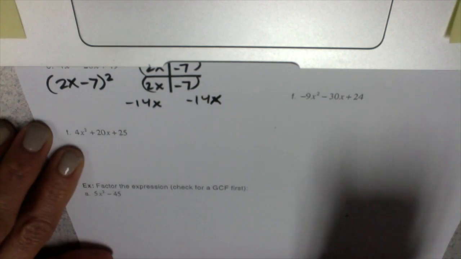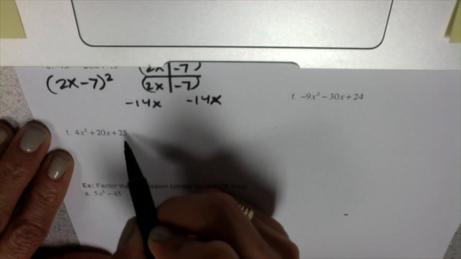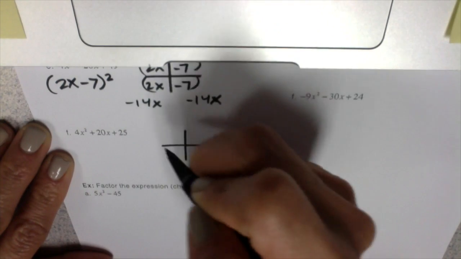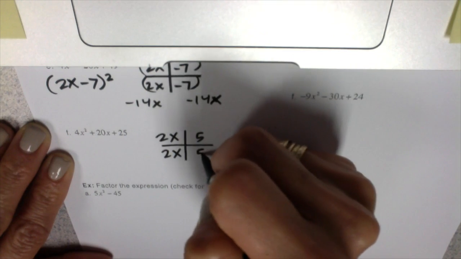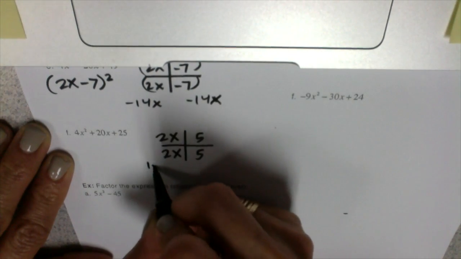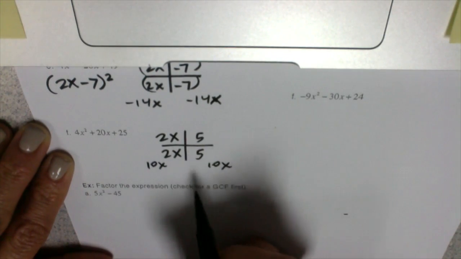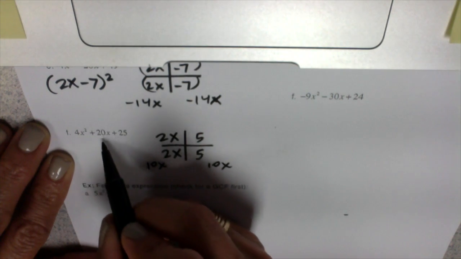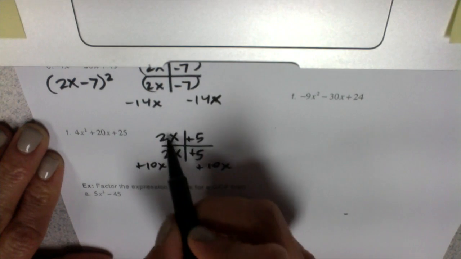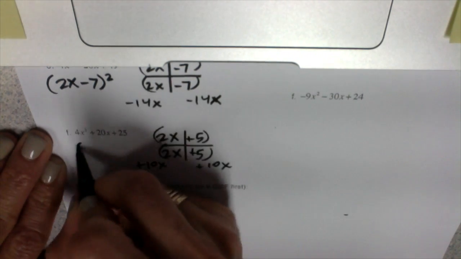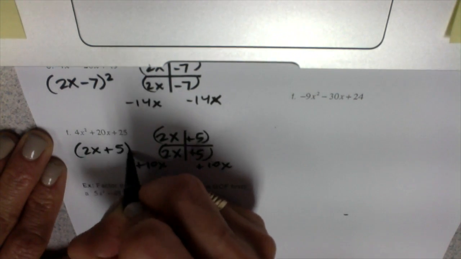For f, 4x squared plus 20x plus 25. So again, I want to try the 2x and the 2x and the 5 times 5. When you crisscross, you're getting 10x, 10x, and these will actually combine to a positive 20x, both positive. Put in your pluses, and again, 2x plus 5, quantity squared.